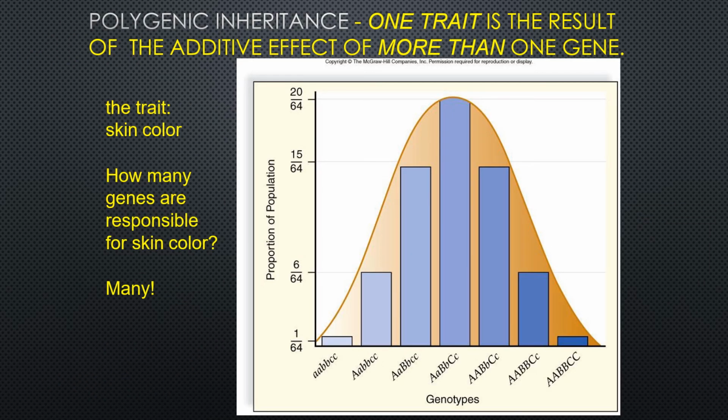And then there's polygenic inheritance, and this is one that I find fascinating. It's one trait that is the result of an additive effect of more than one gene. And so skin color is a great example of this. So how many genes are responsible for skin color? Many, many, many. And they all contribute to give a spectrum of skin color. I think it's fascinating.